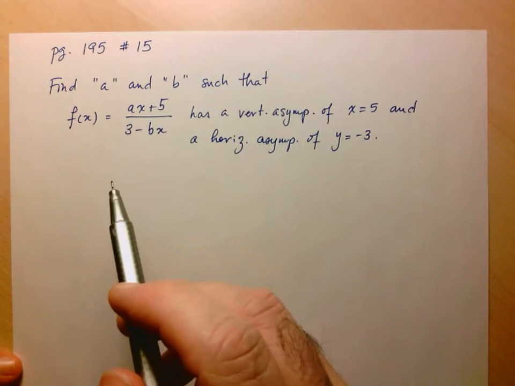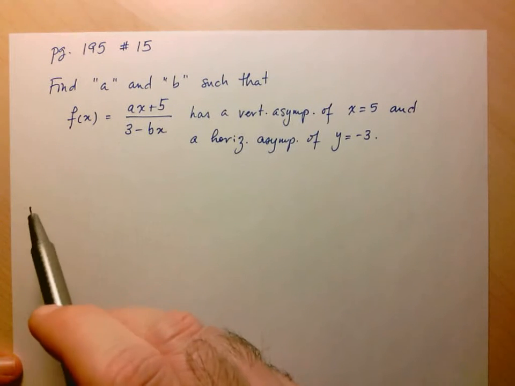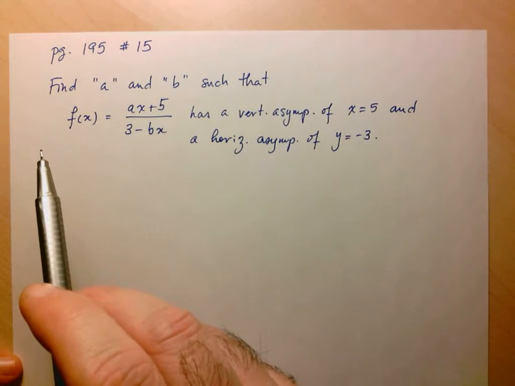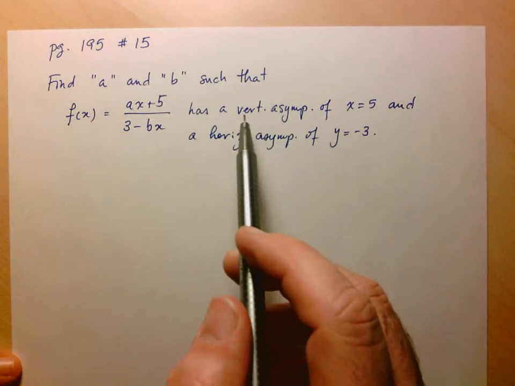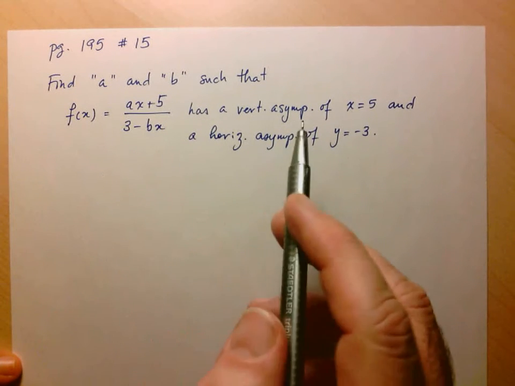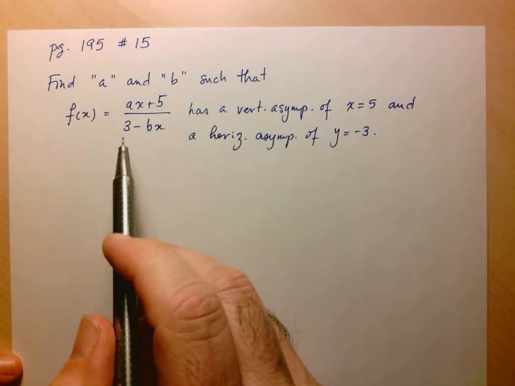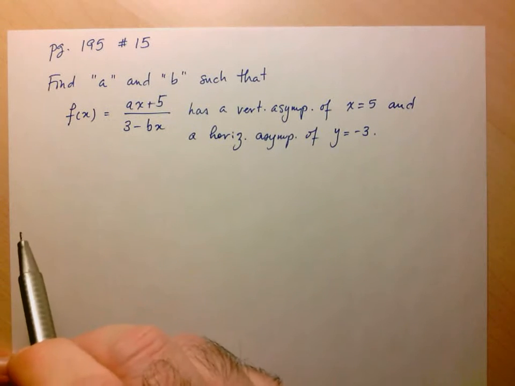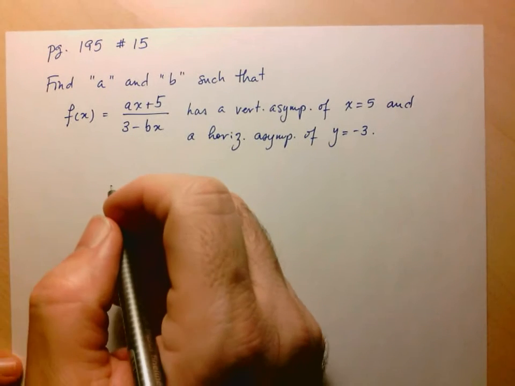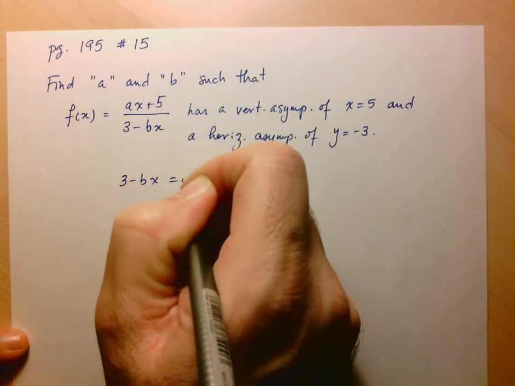Okay, so here we've got a rational function. It's a linear over a linear, so it makes sense that there would be a horizontal asymptote other than y equals 0. But I'm actually going to start with the vertical asymptote here. In order for this to have a vertical asymptote of x equals 5, it means that when x equals 5, the denominator needs to be equal to 0. That's when I'm going to have a vertical asymptote, when the denominator is equal to 0.